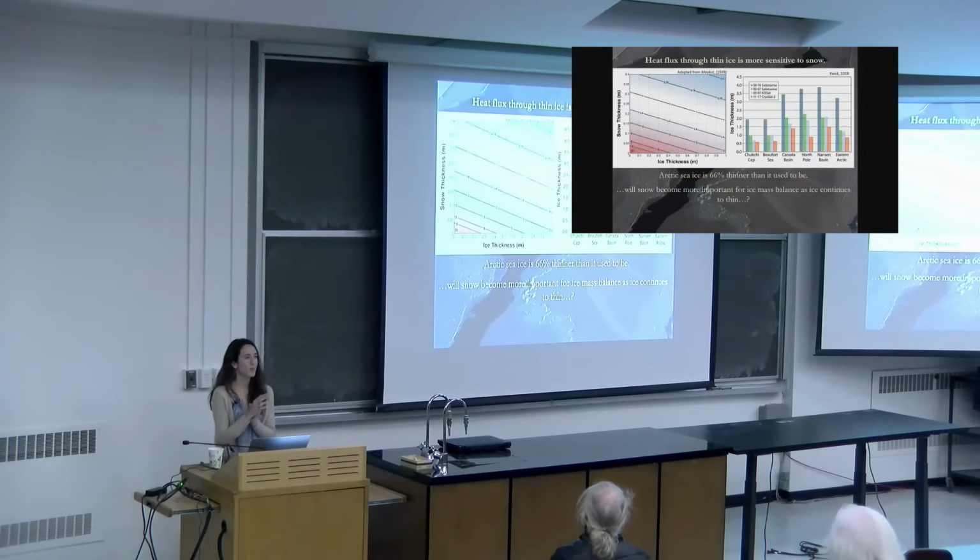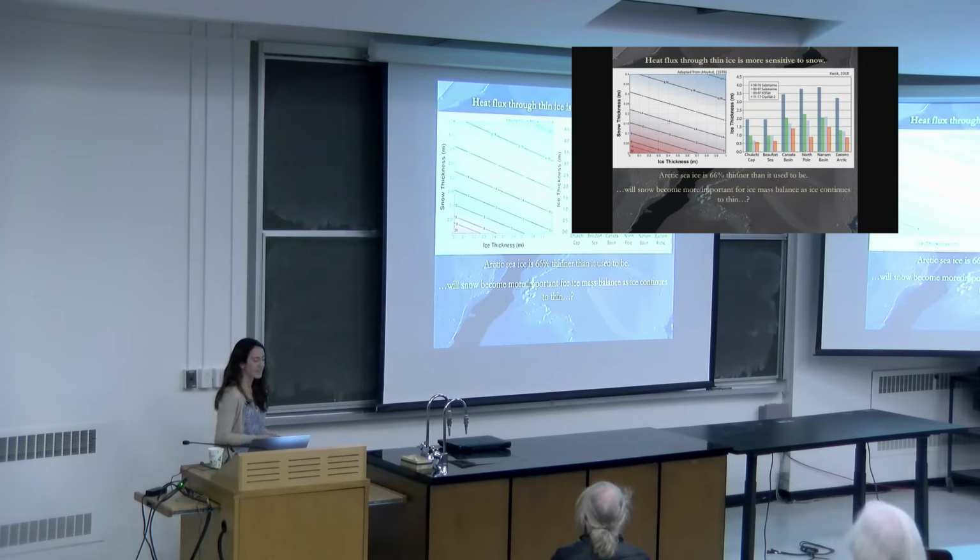Okay, so why is this important? Well, as Arctic sea ice is thinning, which we have really nice observations from submarines and satellites over different parts of the Arctic that show a clear trend that ice has thinned over the entire Arctic. There's this question that we can ask, is sea ice going to become more sensitive to the snow cover on top of it?